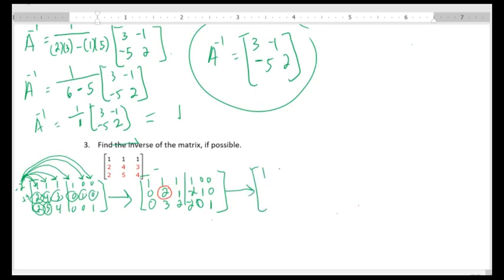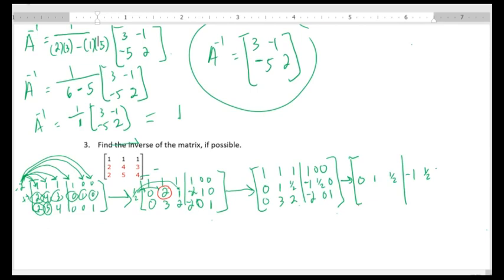So I'm not going to change the first row, and I'm not changing the third row at this point. So I only want to change that middle row, so I'm going to multiply by a half. 1/2 times 0 is 0. 1/2 times 2 is 1. 1/2 times 1 is a half. 1/2 times -2 is -1. 1/2 times 1 is a half. And 1/2 times 0 is 0.